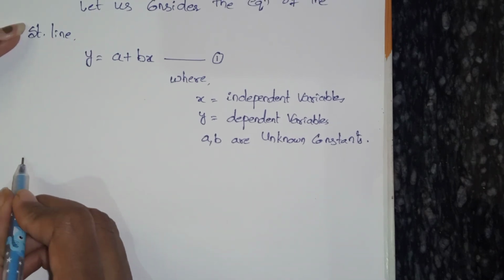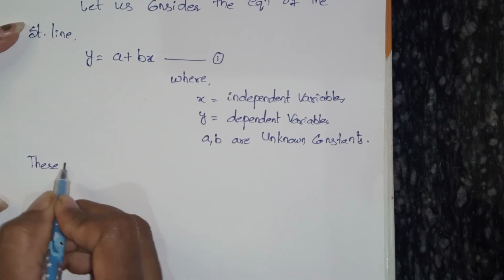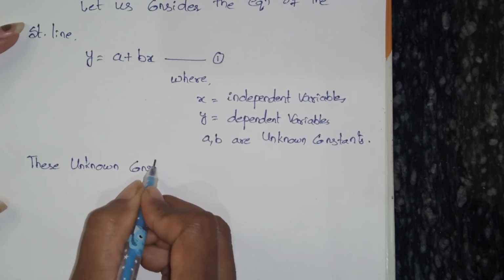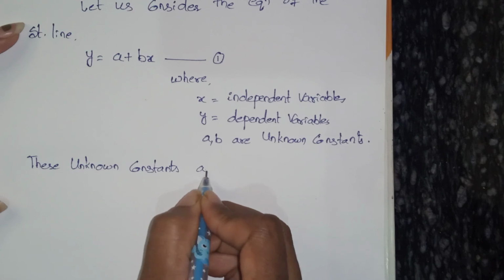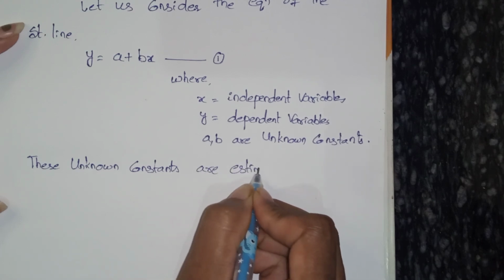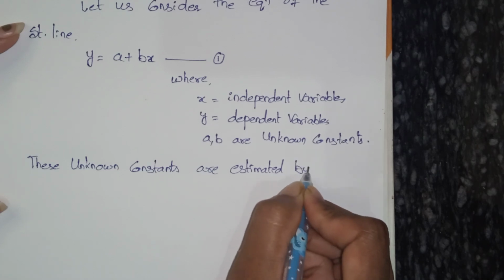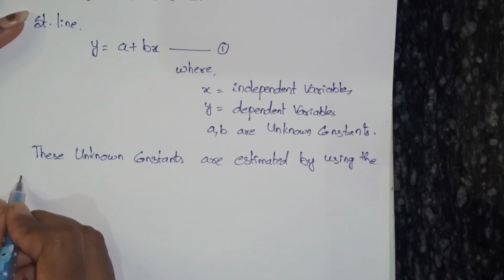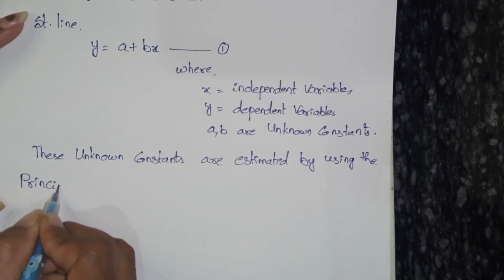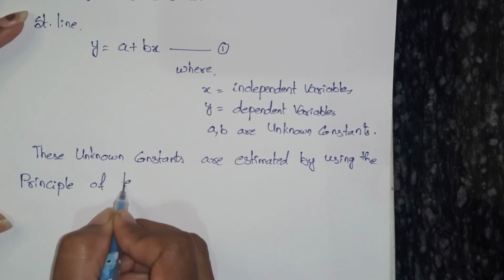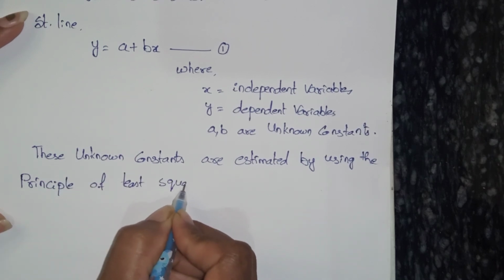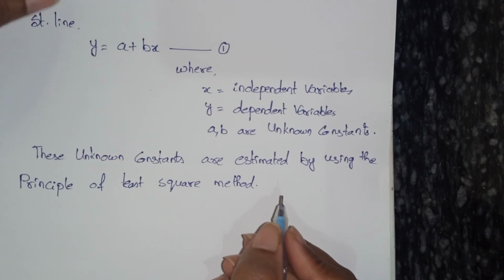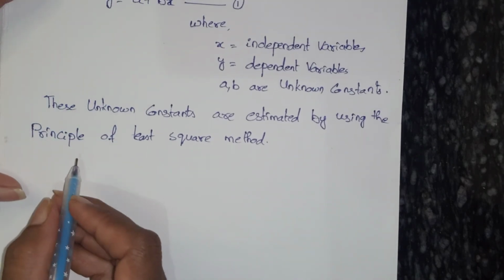So these unknown constants are estimated by using the principle of least squares method. Okay, so what is the principle of least squares method? What's the condition, what is the definition?